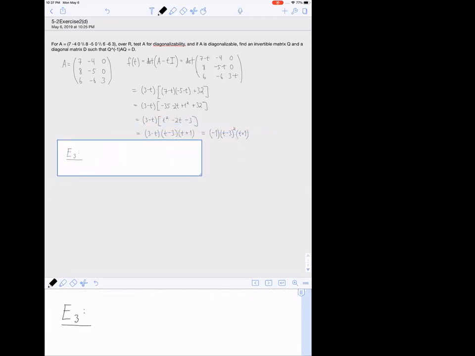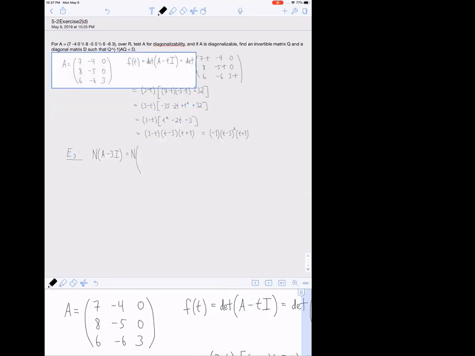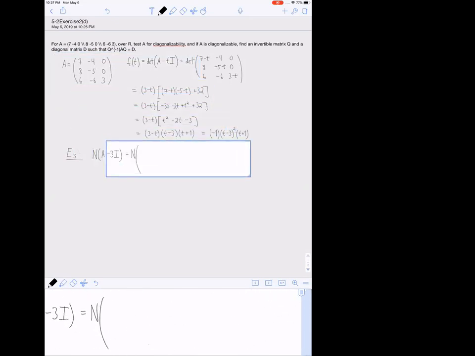All right, so the eigenspace associated to 3 is the null space of A minus 3 times the identity. We sub in the actual value for lambda there, lambda equals 3. So let's go back to our original matrix. A is that. I'm going to subtract 3 times the identity. So that should leave us with a 4 in the first entry.